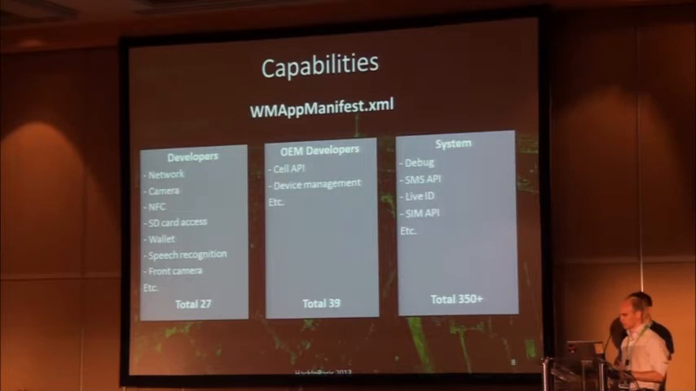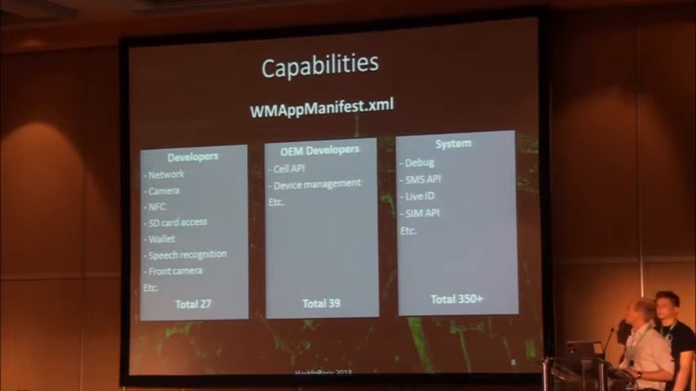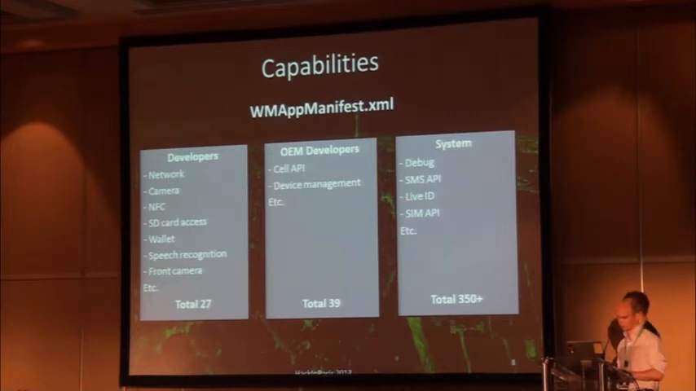For example, if I, as an ordinary developer, try to use a vendor or system capability, I won't even be able to install and test the application on the device. So capabilities are declared in a special manifest file. We'll talk about it a little bit later.